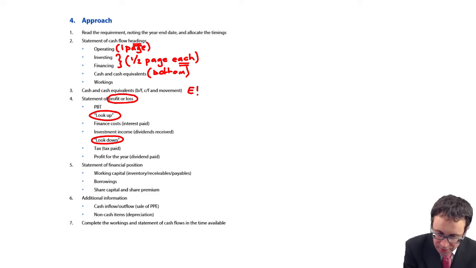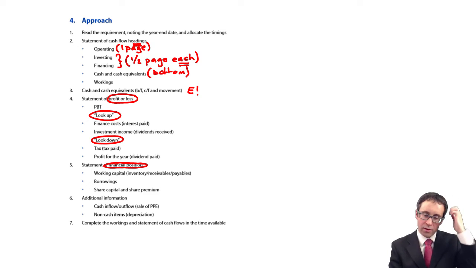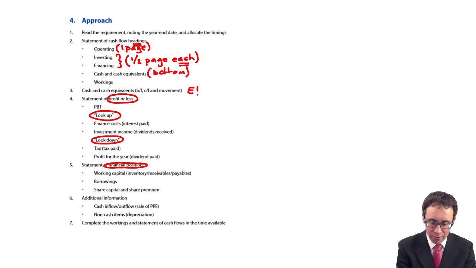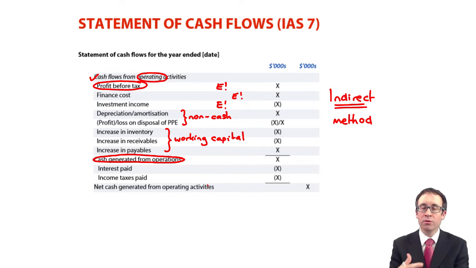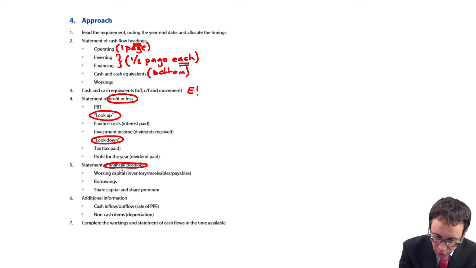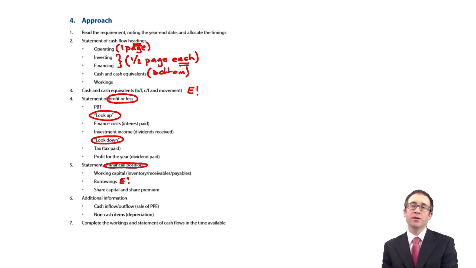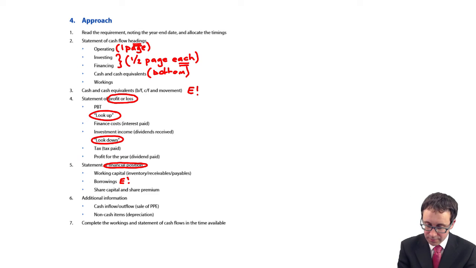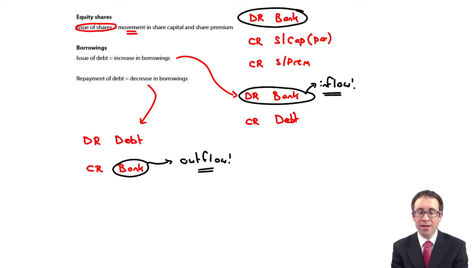Then what we've got is we go into the statement of financial position. And then we go through and look at the working capital. So that's going through there and looking at the inventory, receivables and payables to see whether there's been an increase or decrease and adjusting accordingly. You've then got your borrowings. I always think that your borrowings should be pretty straightforward. If there's an increase in borrowings, you've got a cash inflow. So remember there, issued debt, increase in borrowings is a cash inflow. If you've repaid your debt, there's a cash outflow, isn't there? Because there is a decrease in the borrowings.